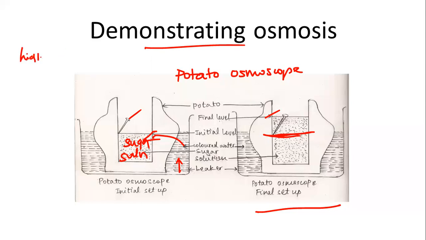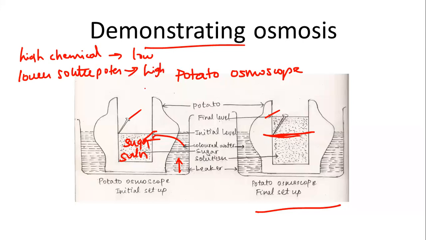Osmosis moves from high chemical potential to low chemical potential. The solution which has lower solute potential will also be moved to the higher solution. So it is reversible, I'm saying. A solution with higher water potential will move to the lower water potential, and the lower concentration will move to higher concentration. So osmosis is reversible based on high to low concentration. Fine. This is how osmosis is explained through the osmoscope.